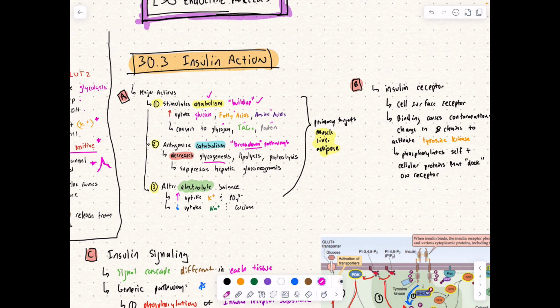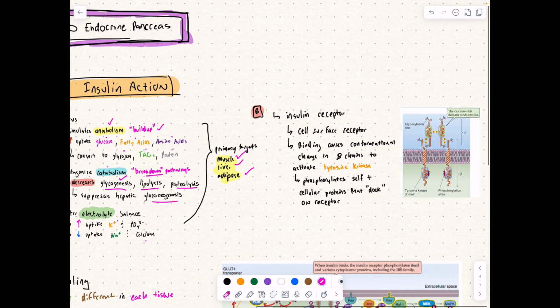So we're going to decrease our catabolic pathways: glycogenolysis, lipolysis, proteolysis, and then suppress hepatic gluconeogenesis. Right? We're also altering electrolyte balance, increasing potassium uptake and phosphate uptake, decreasing sodium and calcium uptake. All right, but again, muscle, liver, and adipose tissue are the primary targets. We're told a little bit about the insulin receptor itself.